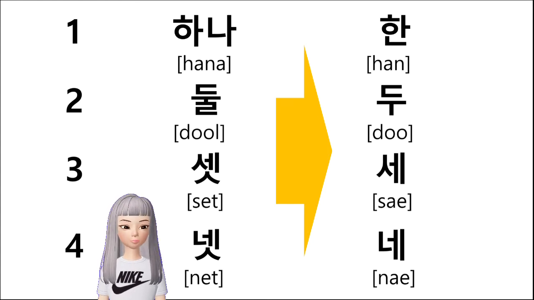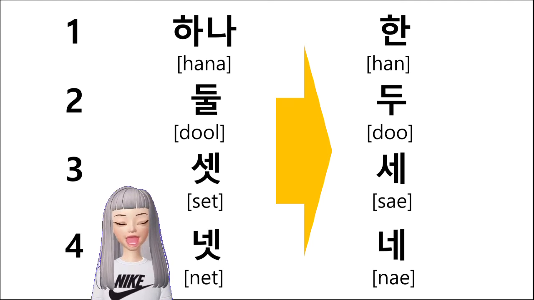For counting objects, people, time, and anything, just anything in Korean, we use the changed forms. It's easy, don't worry. So, 하나 becomes 한. 둘 becomes 두. 셋 becomes 세. And 넷 becomes 네.